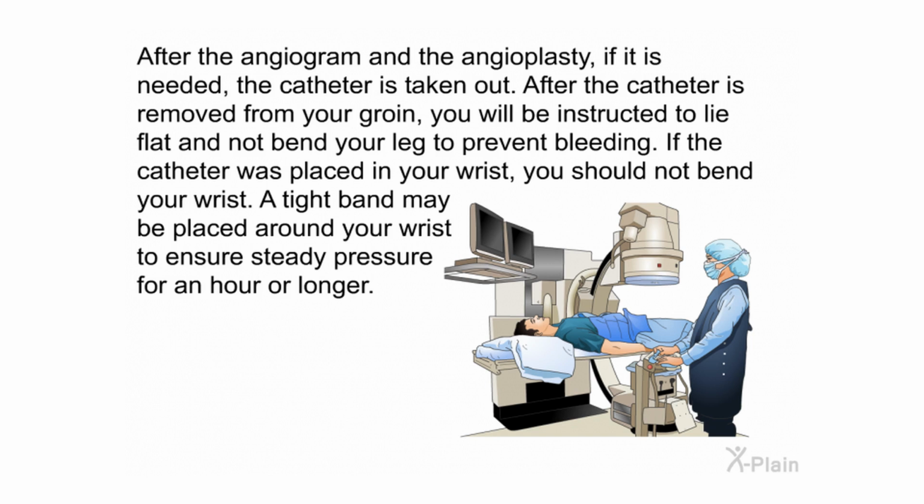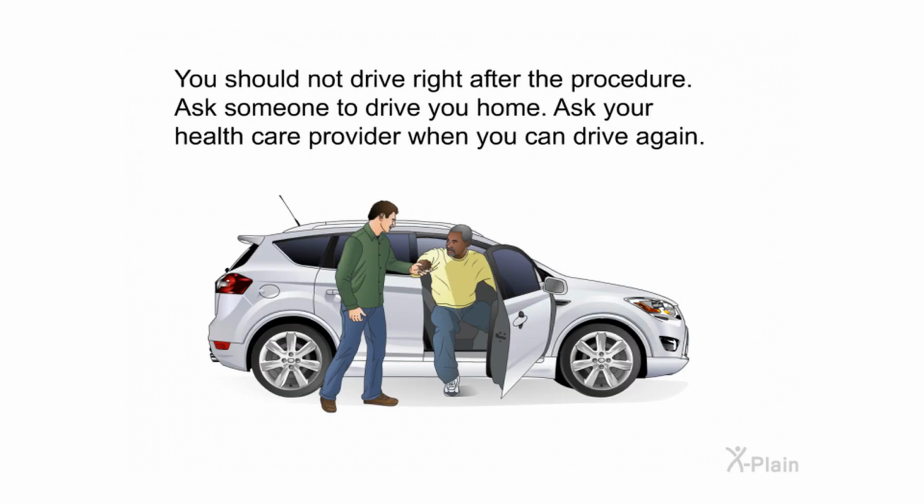After the catheter is removed from your groin, you will be instructed to lie flat and not bend your leg to prevent bleeding. If the catheter was placed in your wrist, you should not bend your wrist. A tight band may be placed around your wrist to ensure steady pressure for an hour or longer. You should not drive right after the procedure. Ask someone to drive you home. Ask your healthcare provider when you can drive again.